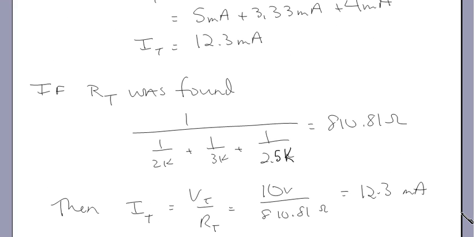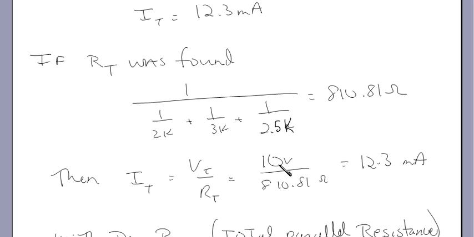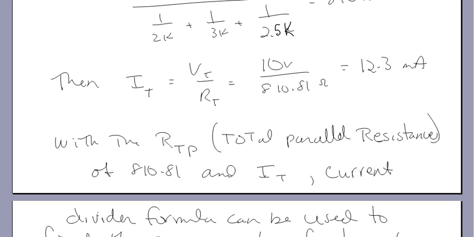If RT was found, again using that 1 over 1 over formula, it would be 2EE3 1 over x plus 3EE3 1 over x plus 2.5EE3 1 over x equals 1 over x. That would equal 810 ohms. Notice the 810 ohms is less than the 2K, so that's just a little check for myself to make sure I did the math. Then I would take 10 volts over that total resistance, which gives me 12.3 milliamps. And that is the same as it was when I added them up.